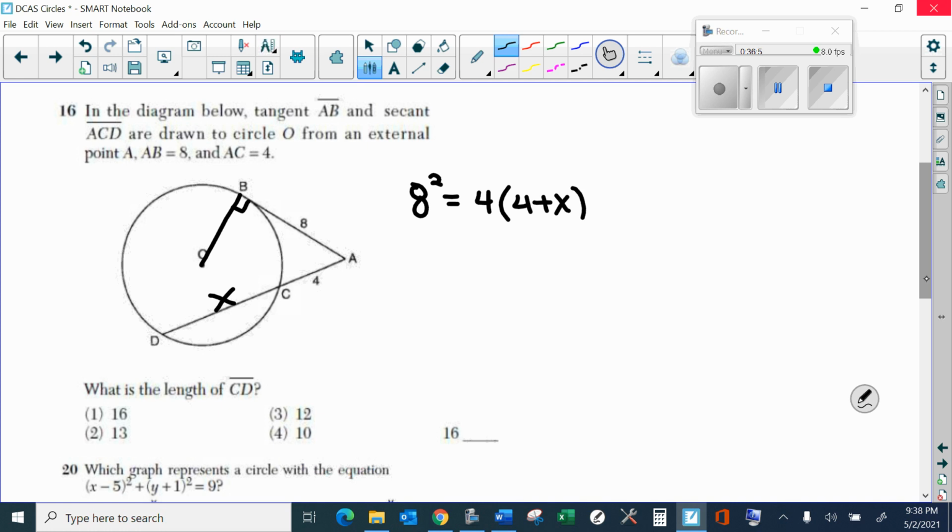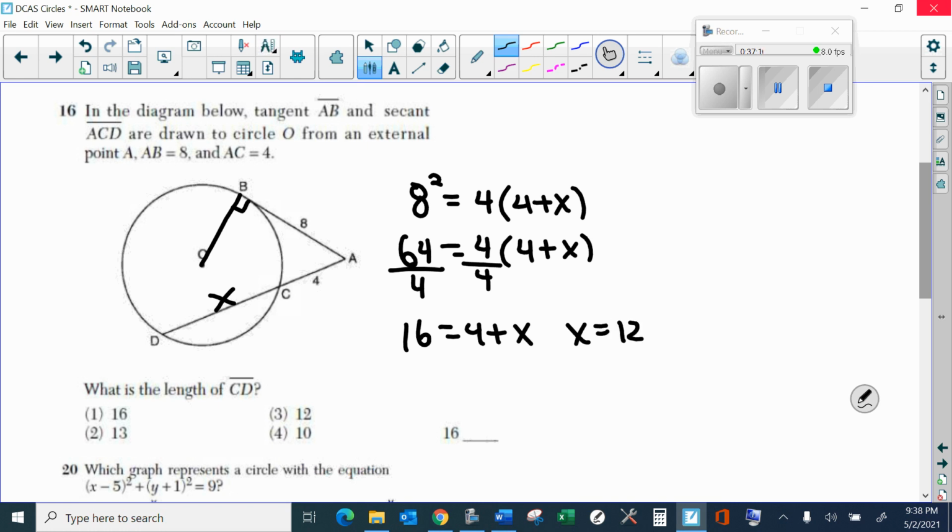Okay. What's the length of CD? So we want to solve for x. So 64 equals 4 times the quantity 4 plus x. Now I could distribute that 4 through there, but it would be smarter to just divide by 4. And I get 16 equals 4 plus x. 4 plus what is 16? X equals 12. Boom. But I could have distributed the 4 and then solved it. I still would have got 12.